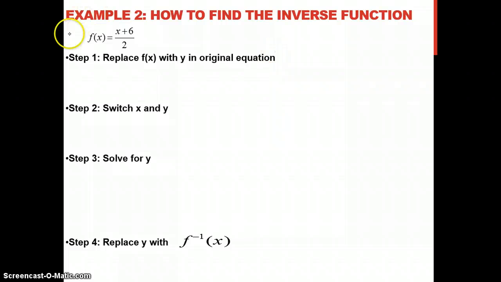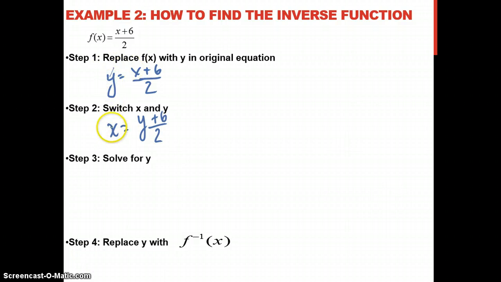Like I said previously, we are given a function. F of x denotes this function, and we're going to follow the steps. The first thing we're going to do is replace f of x with y in the original equation and just rewrite it. Notice that's the only thing that I've done thus far. Next step is to switch x and y. So here was where my y and x were, and now x and y are in each other's spots.